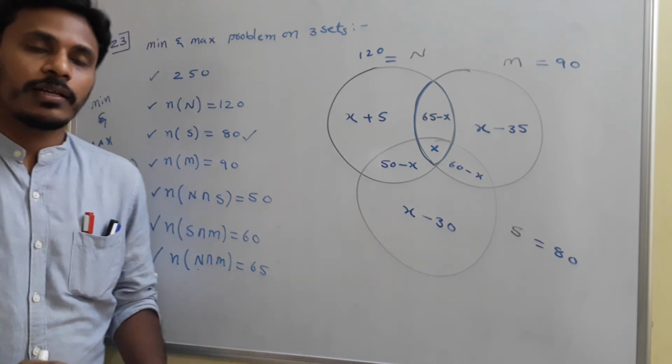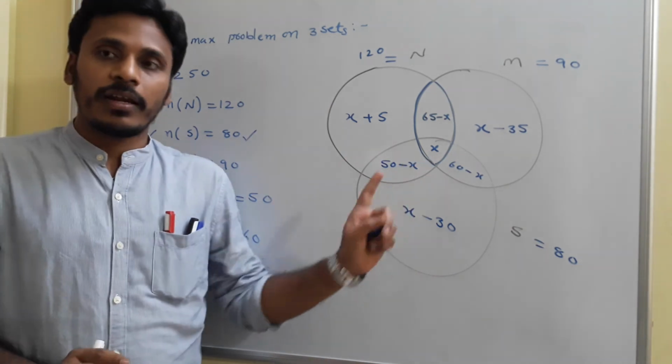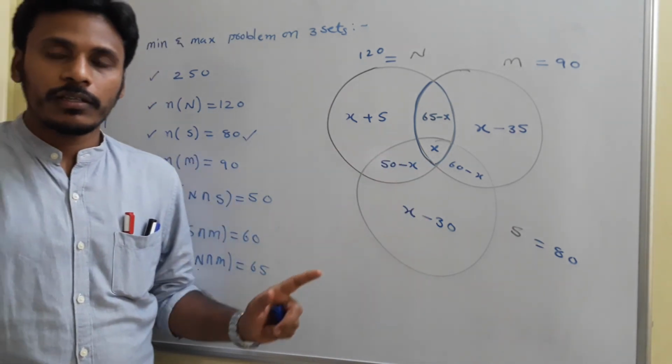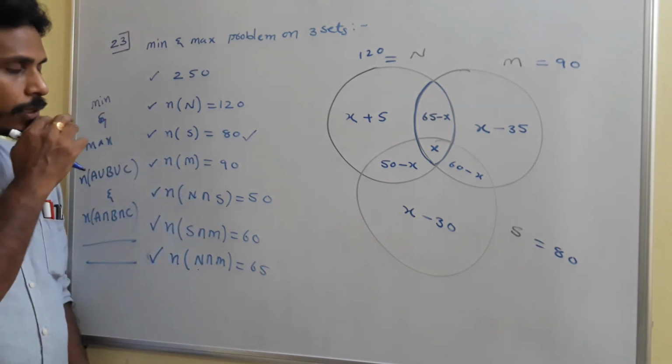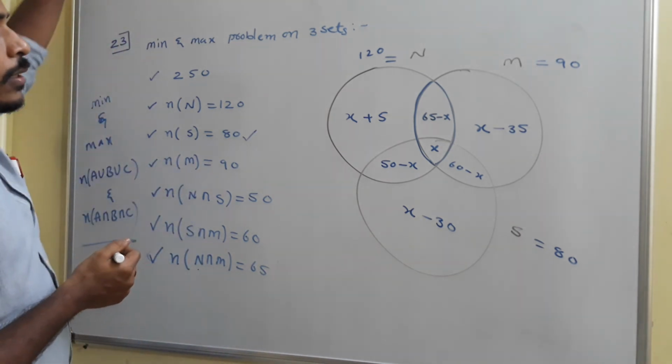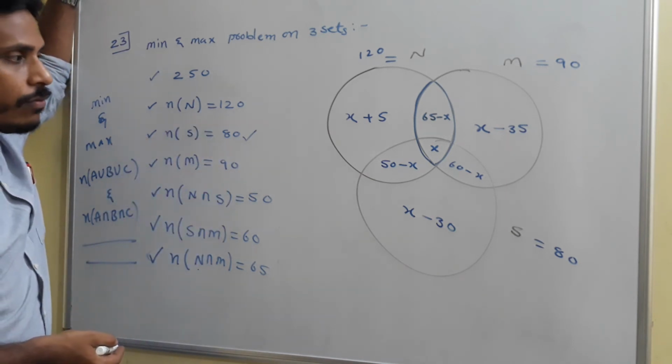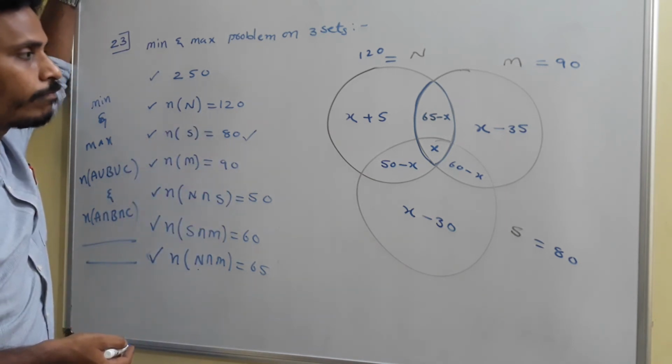Just have a look once again. I don't know this intersection part x, so you just take it as x and try to fill everything. Is it clear? Okay. Now the next thing is the total number of students is 250. That's a part. We have that value also.